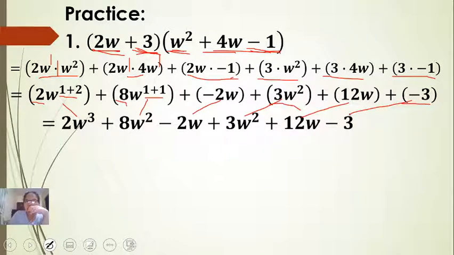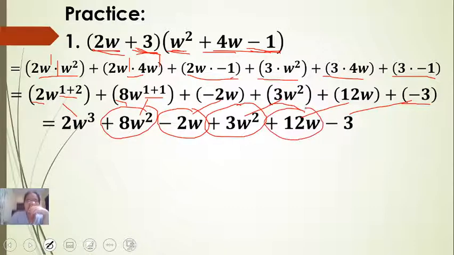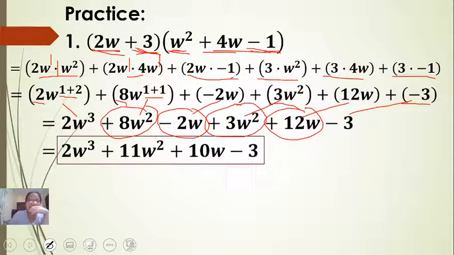And then what terms can we combine? So we can combine 8w squared and 3w squared, and also negative 2w and 12w. Let's write them side by side. So 8 plus 3 will give us 11. Copy the literal coefficients, w squared. Negative 2 plus 12, that will give us 10. Copy the literal coefficients, w. And then copy the other that has no similar term.